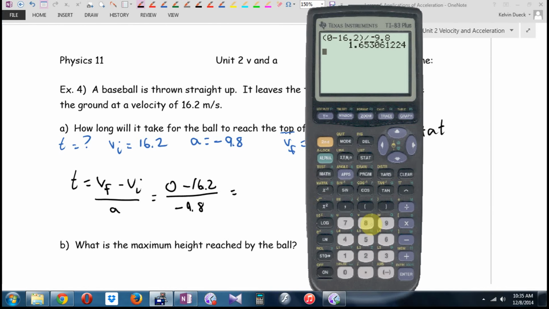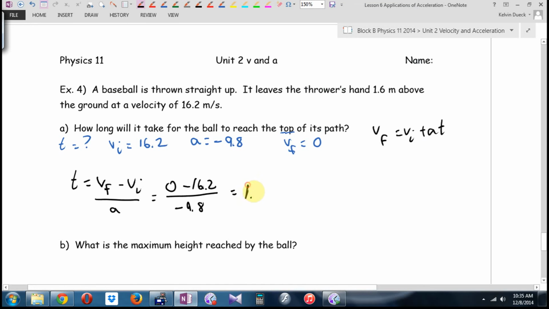1.653, blah, blah. I'm going to write 1.653, and then I'll do sig figs. Now, they gave me this to 3 sig figs. The negative 9.8 is actually accurate to about 4 sig figs, if we want. So I'm going to go to 3 sig figs: 1.65 seconds. Again, if you said 1.7, I'd take it. If you said 1.653, I'd take it. But I'm going to emphasize sig figs without taking marks off for sig figs.